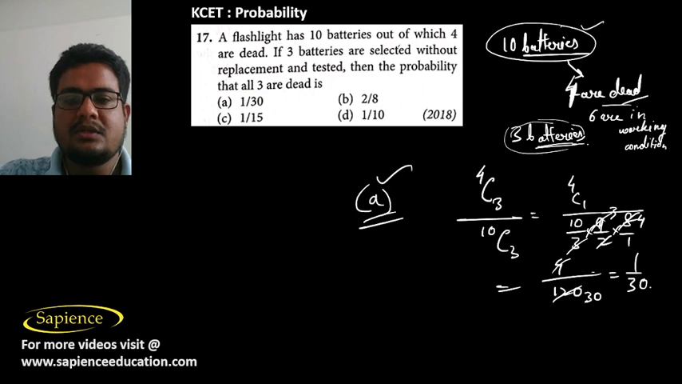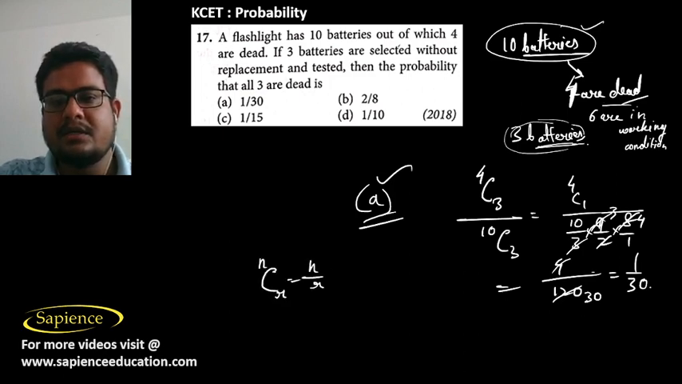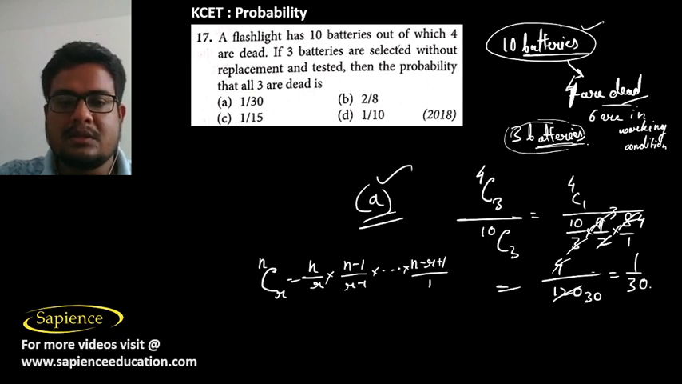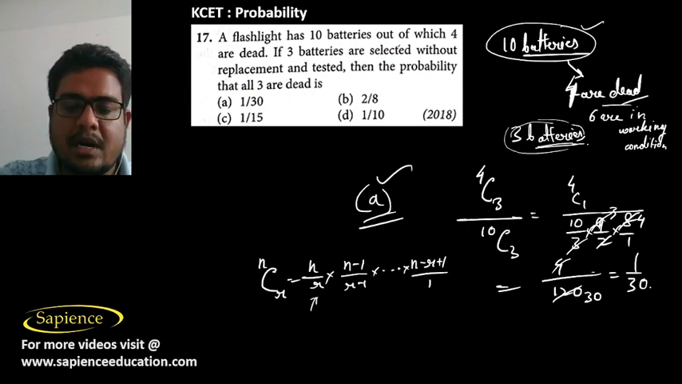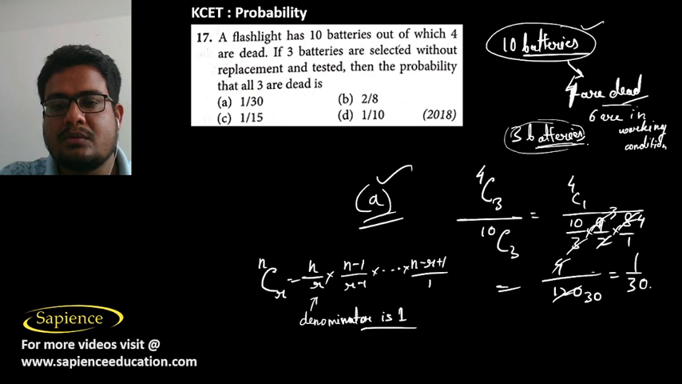Here actually we are using the rule that if I have nCr, then we can write it as n by r into n minus 1 by r minus 1, till n minus r plus 1 by 1. It means that when the denominator becomes 1, then we have to stop this process.